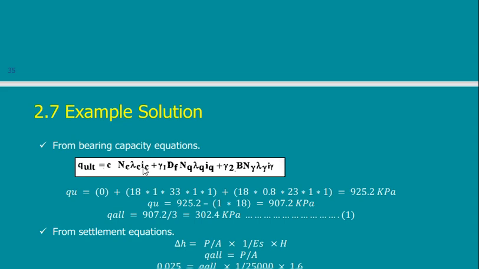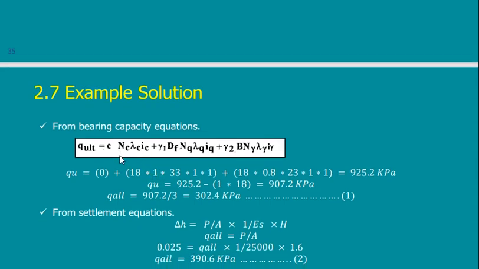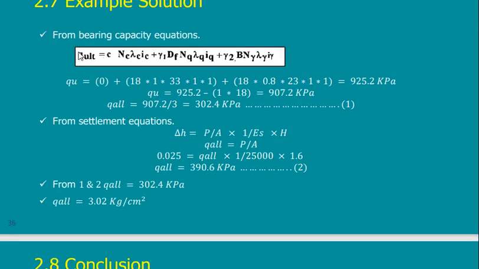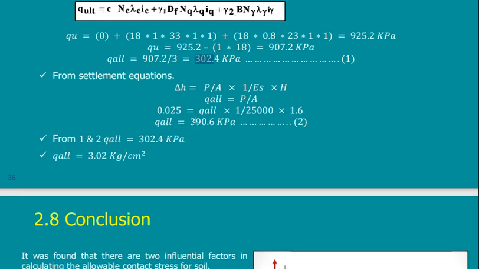I will do the same. Here you see this equation, the one I wanted to put in the one above. So this equation I will substitute again. I will repeat everything. I will not just discuss it here, but you will find that Q allowable here is 302. Q allowable here from the settlement is 390. So from the settlement I get a bigger value for the Q allowable, which is more than the one that I got from the bearing capacity equation. Then I will use the one for the bearing capacity.